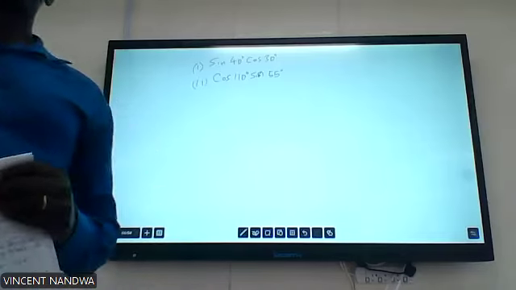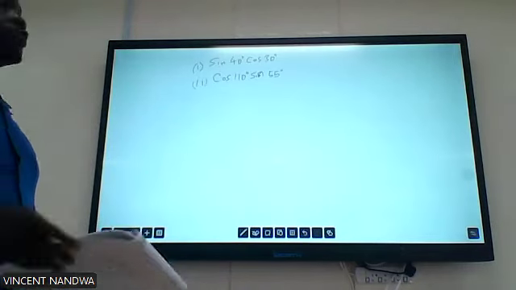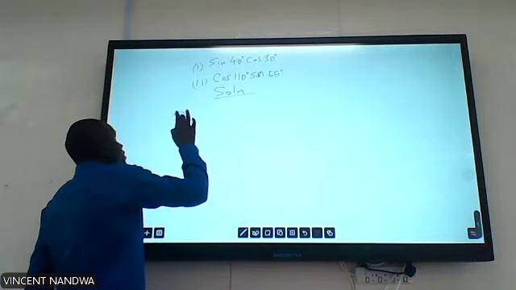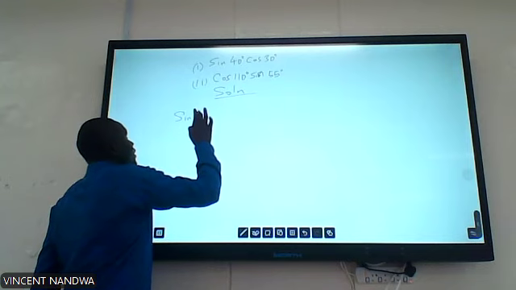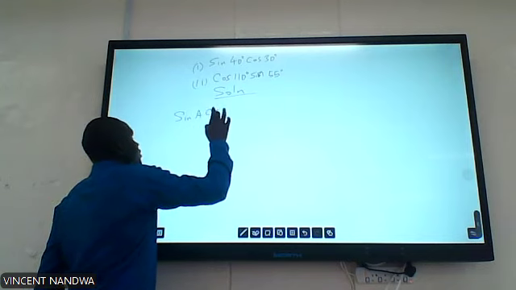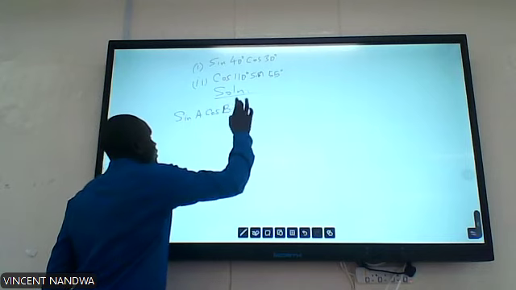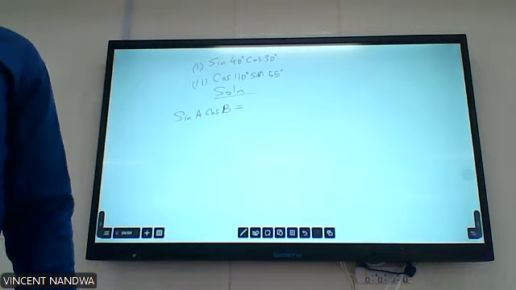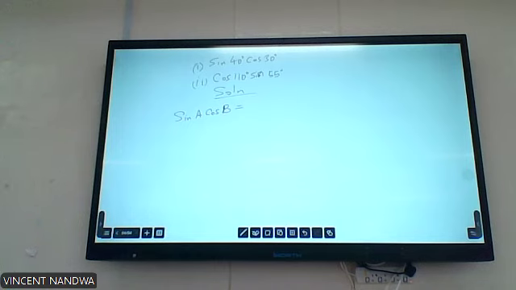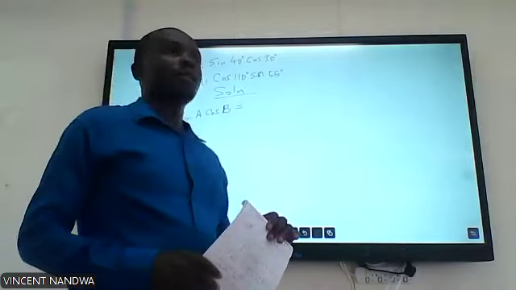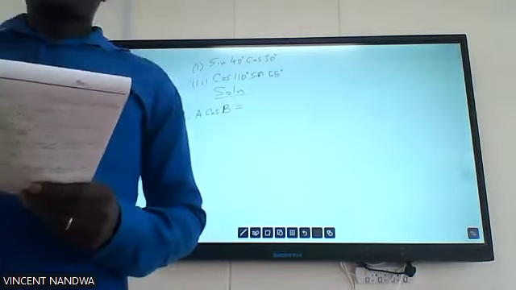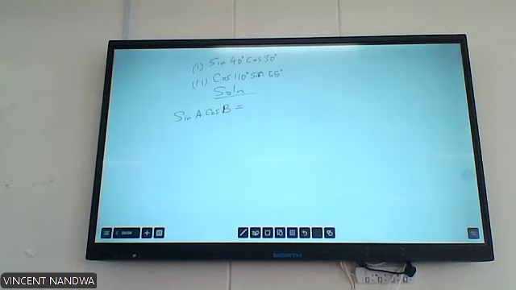Can you try that? So to try that, this is a solution. What is sine A cos B from the formula, 11? If I give you sine A cos B, what is the expression for that in terms of sum or difference?